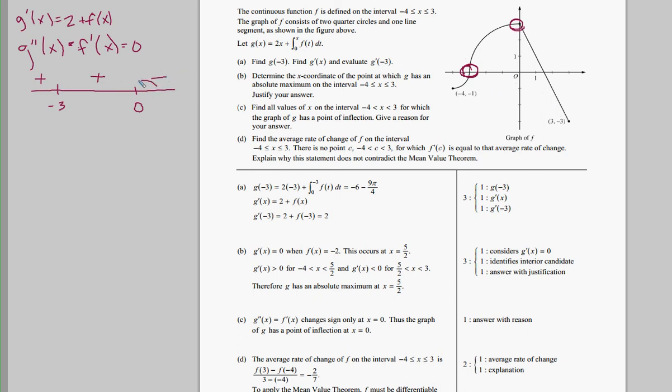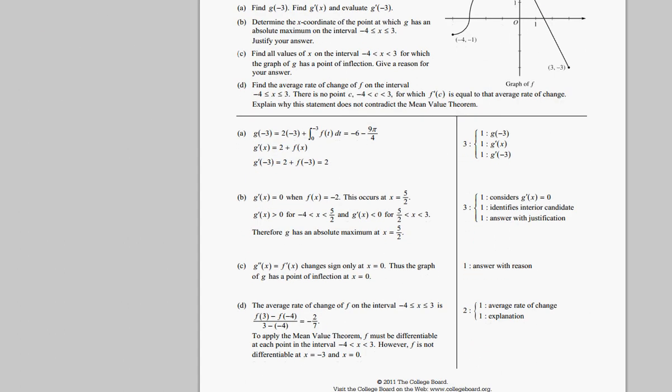And so the only point of inflection, remember, is where it changes sign. You cannot say that -3 is a point of inflection before testing it. And so we have a point of inflection occurring at x equals 0. And so you get a point just for having your correct answer with reason. So x equals 0 because the f prime changes sign, which is g double prime.